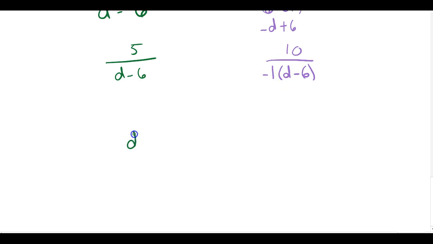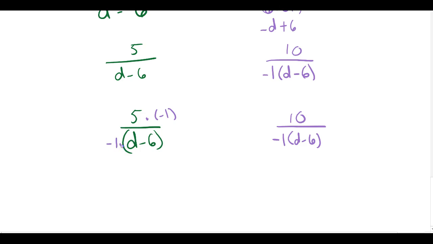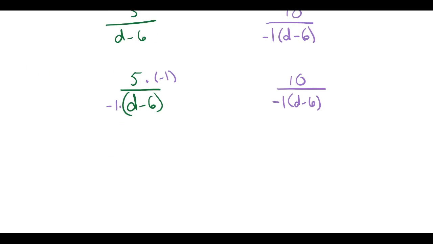So my common denominator is going to have a d minus 6 in both of them, but it also needs this negative 1. So I'm going to multiply both numerator and denominator by a negative 1. That's going to give me a negative 5 over negative 1 times d minus 6. And this one stays the same, 10 over negative 1 times d minus 6. Now my denominators look the exact same, and I can add or subtract accordingly.